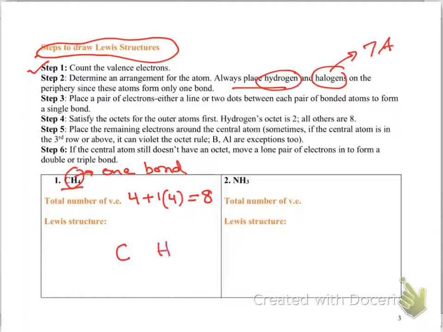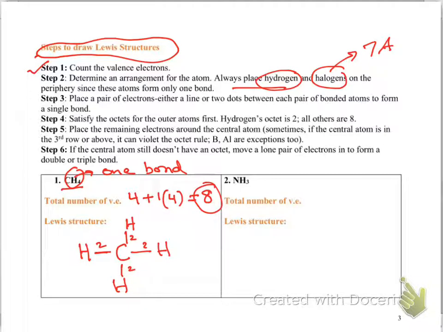We put 4 hydrogens around carbon, and then we connect them with a single bond. Now count the number of electrons that you used. Each bond is made up of 2 electrons, so we used 2 here, 2 here, 2 here and 2 here, total 8 electrons, and we are done using all the electrons.